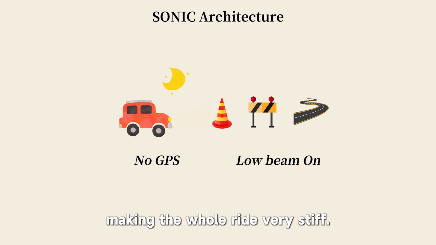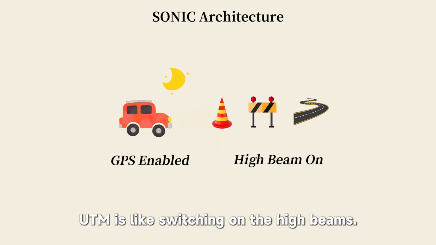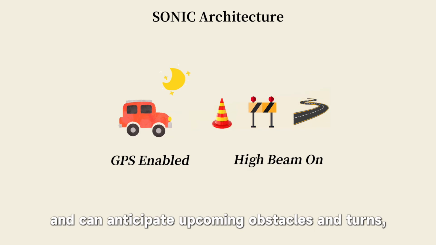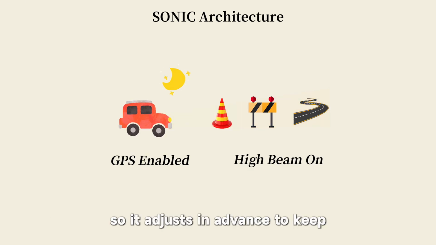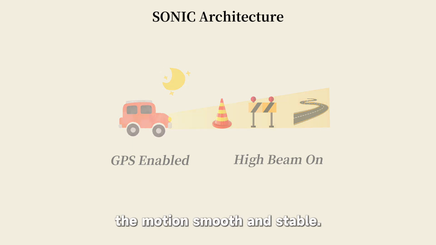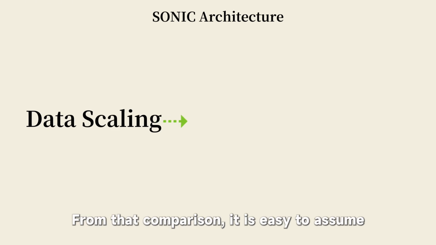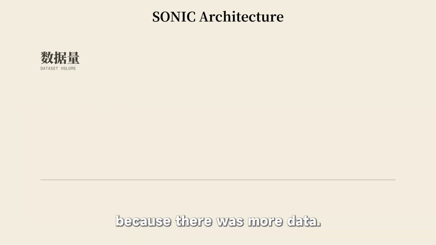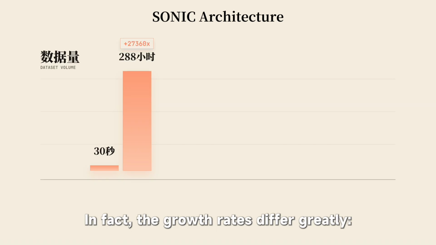making the whole ride very stiff. UTM is like switching on the high beams. It knows its current position and can anticipate upcoming obstacles and turns, so it adjusts in advance to keep the motion smooth and stable. From that comparison, it is easy to assume that the network grew simply because there was more data. In fact, the growth rates differ greatly.